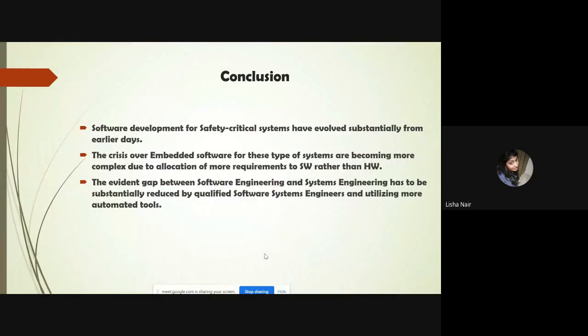So the conclusion is basically this: safety critical system software development is considered one of the evolving systems.